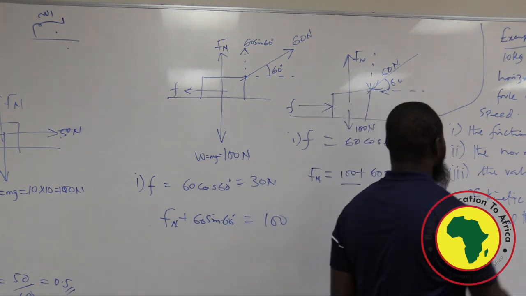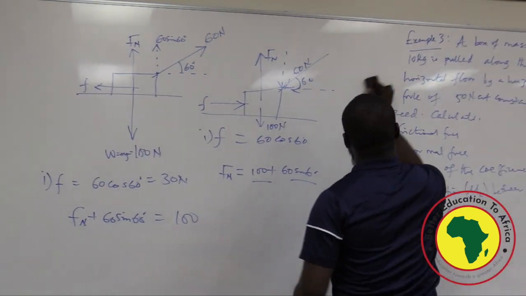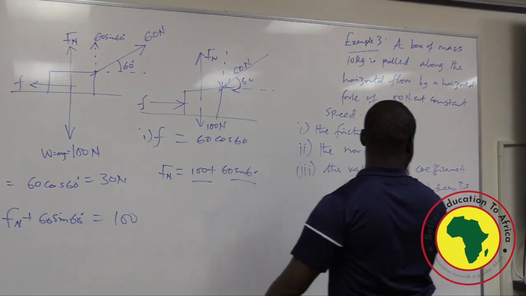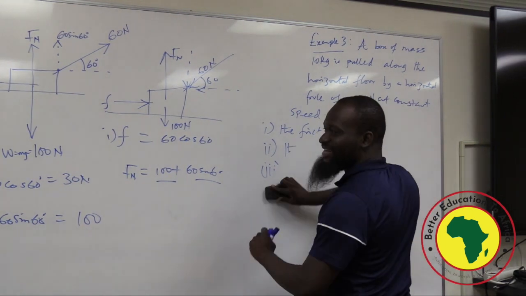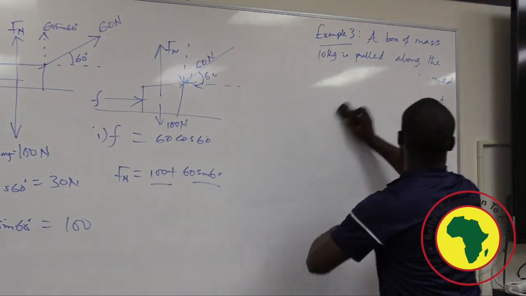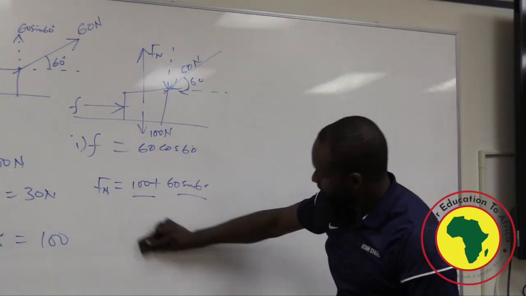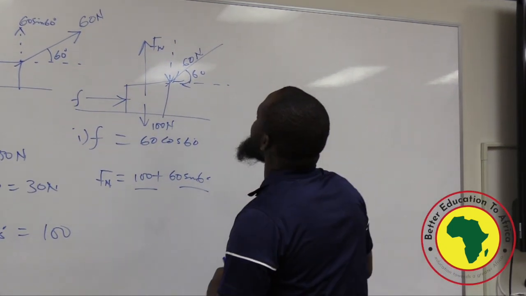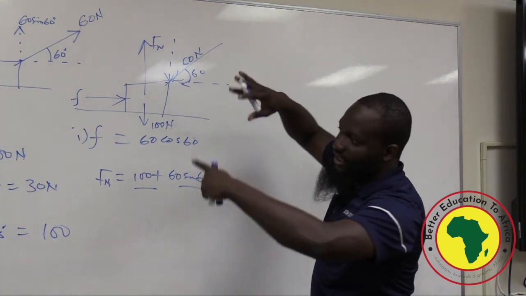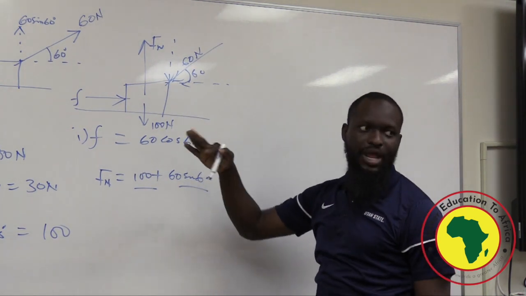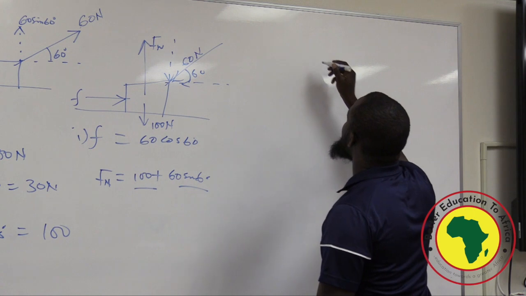Now, let's look at this simple example before I take you to the inclined plane. That's example 3 with different kinds of changes that could happen. Now let's look at another example, example 4.